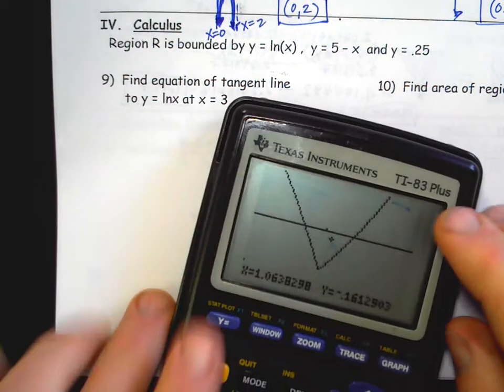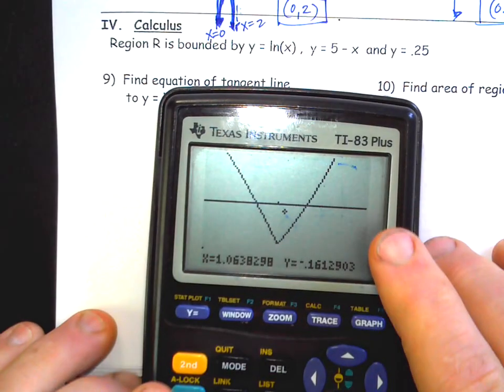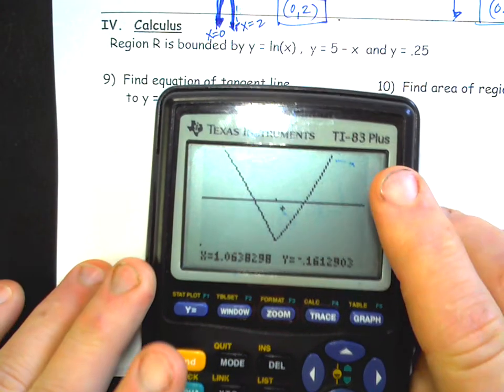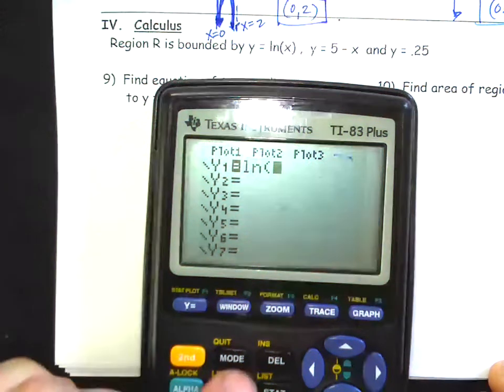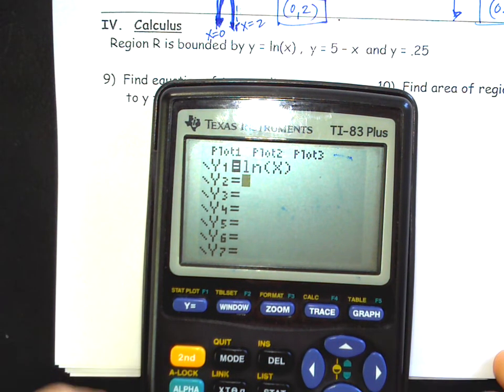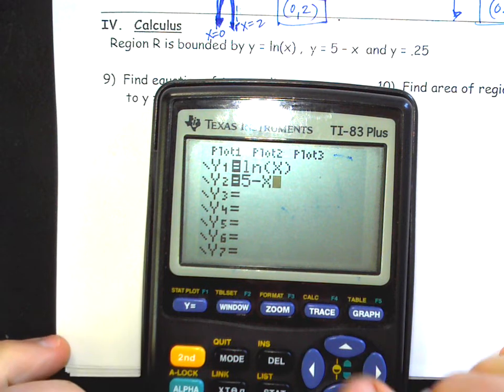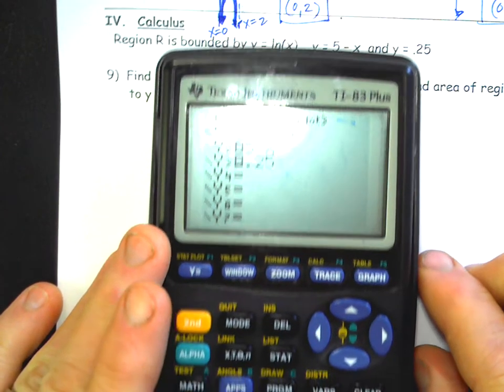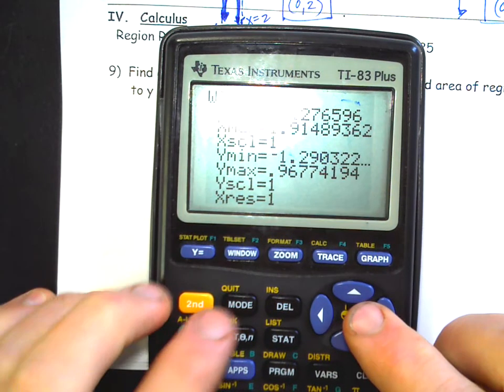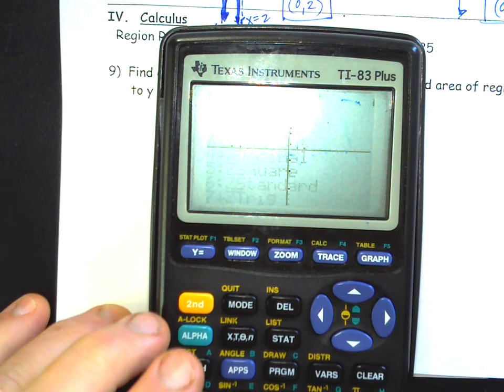Let's see. Region R is bounded. That means it's enclosed by all these different functions. So we're going to go here, enter these functions. Natural log of x, 5 minus x, and 0.25. Now, I don't really know what the window should be. We could start with zoom 6, negative 10 to 10, negative 10 to 10.